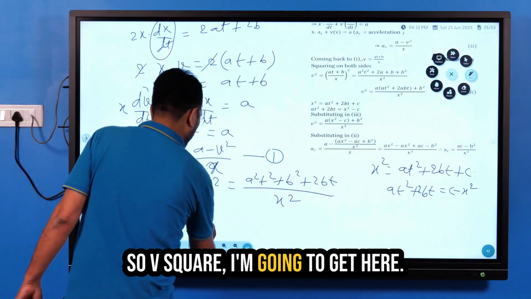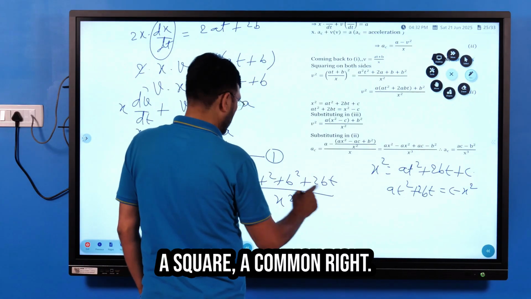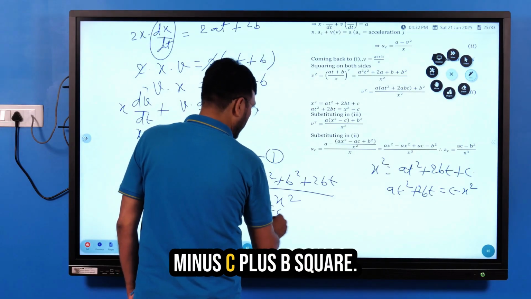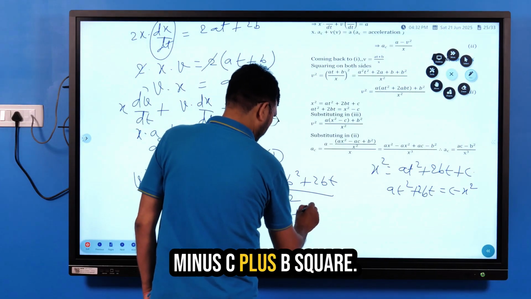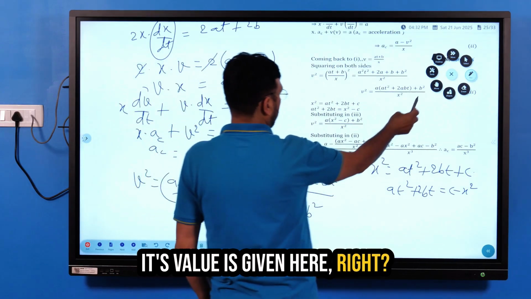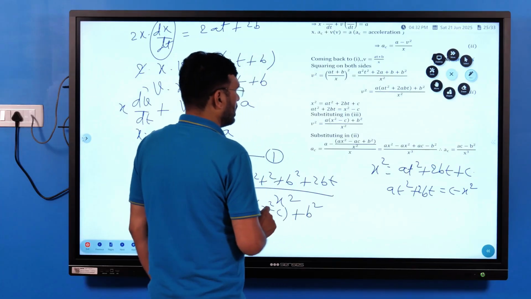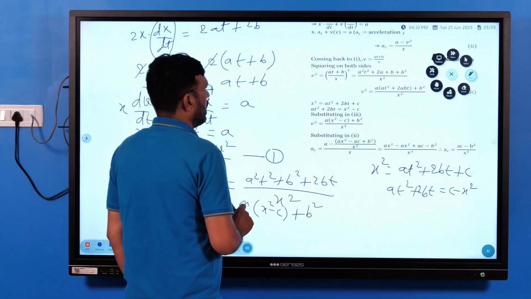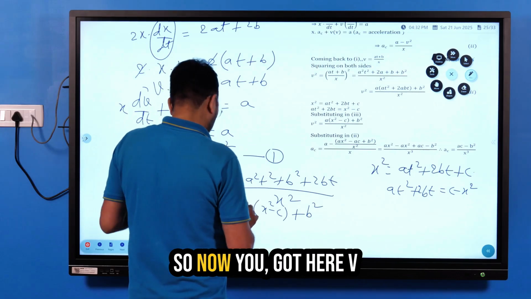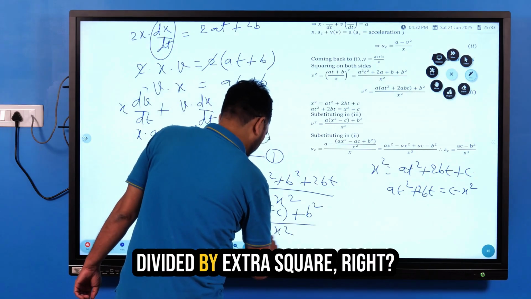So v square I'm going to get here. Take a square common, right? So we'll get a square times (x square minus c) plus b square, correct? Its value is given here, right? So you are going to get a square, okay, fine. So now you got v square is equal to that divided by x square, right?